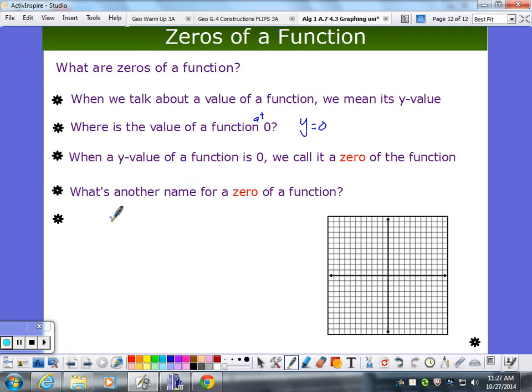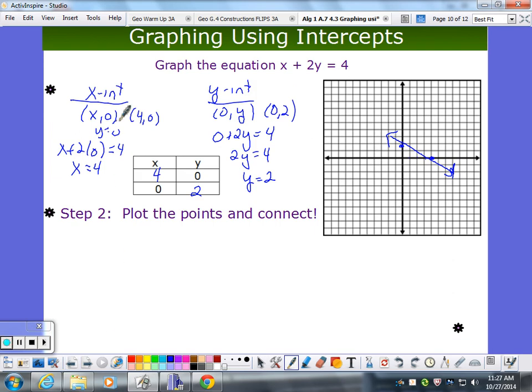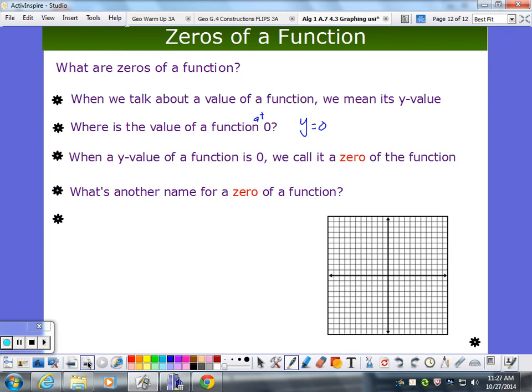But also, when else do I make y equal 0? Go back here. When did I make y 0? If you make y 0, what do you get, an x-intercept or a y-intercept? X-intercept. So what's another name for a zero of a function? An x-intercept. So you're going to see this word a lot. Zeros of a function. If I'm asking you to find the zero of the function, I'm asking you to find an x-intercept. I'm asking you to set y equal to 0.